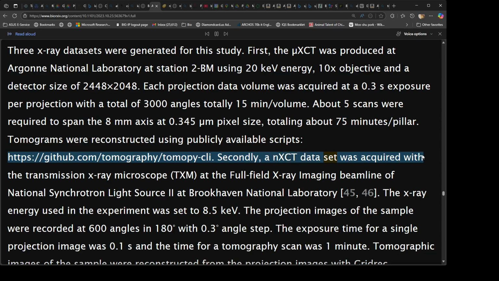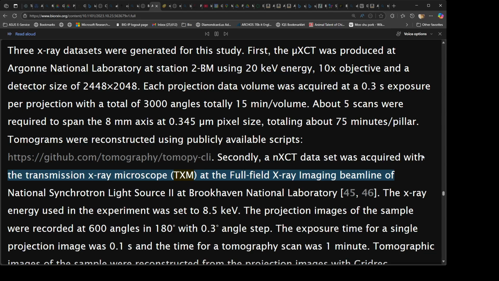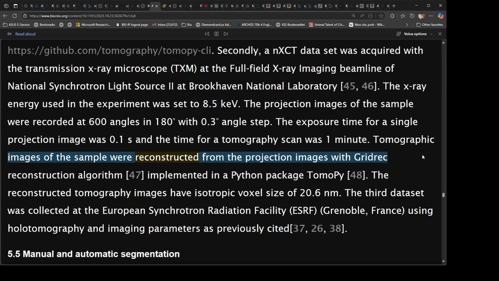Secondly, an NXCT data set was acquired with the Transmission X-ray Microscope, TXM, at the Full-Field X-ray Imaging Beamline of National Synchrotron Light Source 2 at Brookhaven National Laboratory, 45, 46. The X-ray energy used in the experiment was set to 8.5 keV. The projection images of the sample were recorded at 600 angles in 180° with 0.3° angle step. The exposure time for a single projection image was 0.1 s, and the time for a tomography scan was 1 minute. Tomographic images of the sample were reconstructed from the projection images with the GridRec reconstruction algorithm, 47, implemented in the Python package TomoPy, 48. The reconstructed tomography images have isotropic voxel size of 20.6 nanometers.